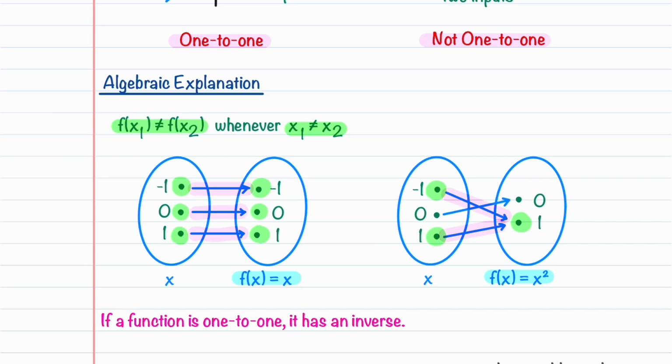Before we go on to talk about the horizontal line test, I want to tell you one more thing. I want you to know that if a function is one-to-one, it has an inverse. So often we're working with functions and we want to see if it has an inverse. One way to determine if it has an inverse is to see if it's a one-to-one function. If it is a one-to-one function, then we're going to know that it has an inverse.